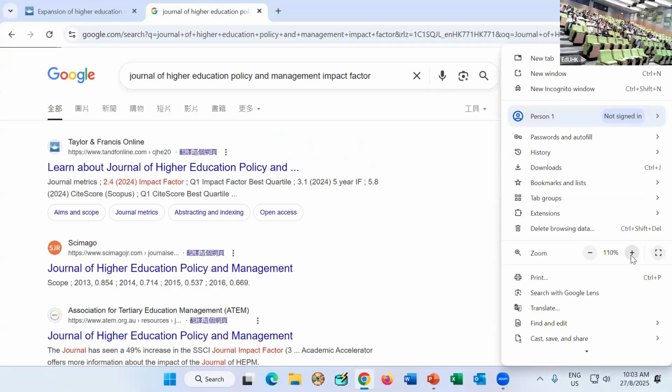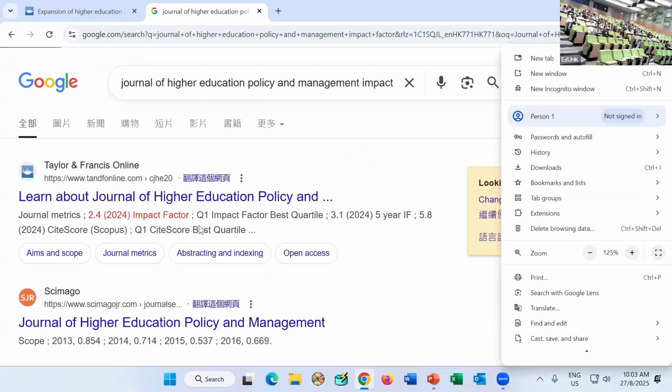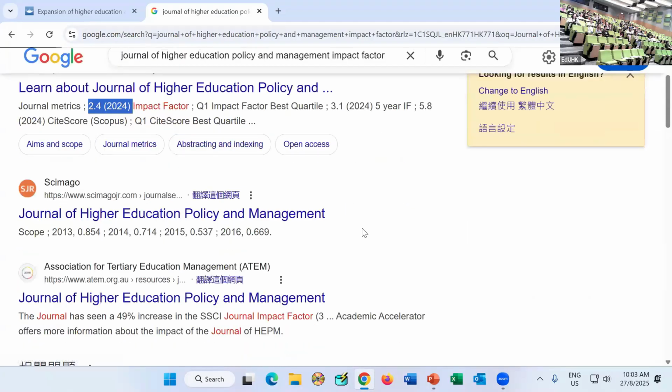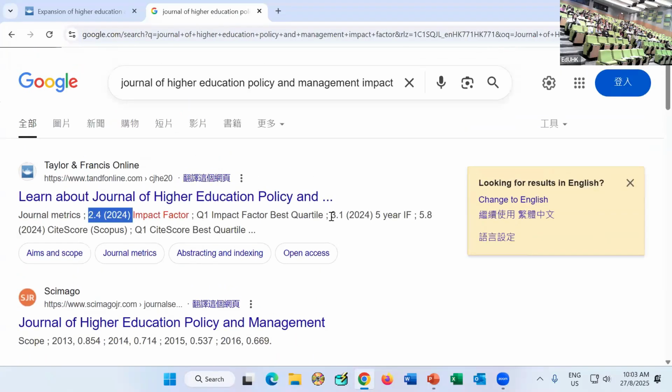Can you see that? Like this one, Journal of Higher Education Policy, 2024, maybe it's not available for a 2025 number. So it's 2.4. Okay? And I will give you some ideas. Normally something 2 point something or within 10 is okay for a rather niche journal or topic. It's really hard to get above 10. And of course, some new journals would not have an impact factor because it's not established yet.